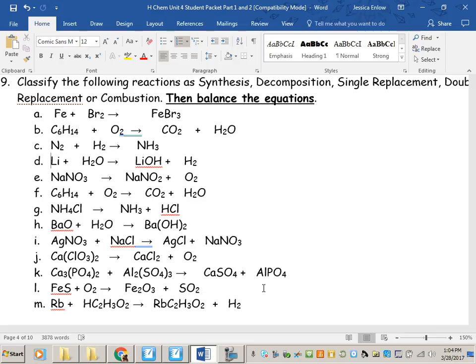HOH. So if you write HOH, sorry, I'm using this board instead of that board. So lithium plus HOH, what happened? Lithium switched places with who? Hydrogen. You switch with hydrogen, lithium gets the hydroxide, right? And hydrogen got booted out, but it can't be just H. It had to be diatomic. So what kind of reaction is that? Yeah, single replacement. Okay, so that's single replacement.